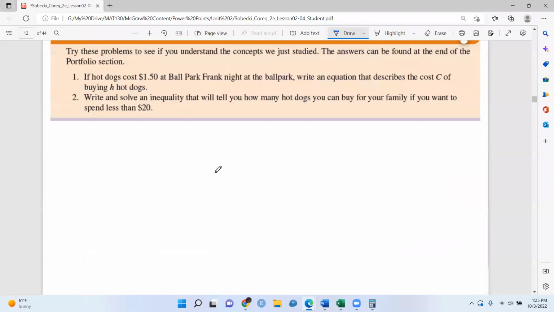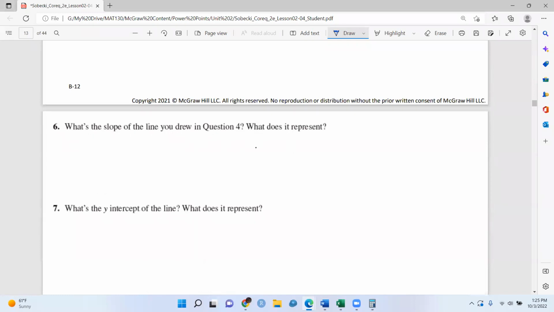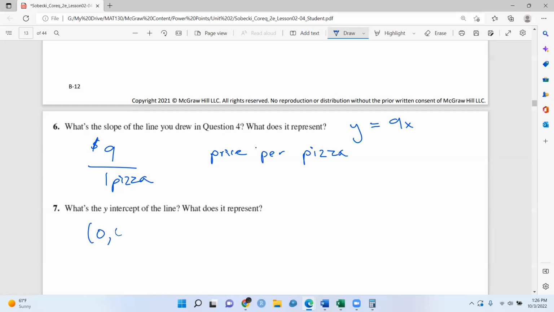This gets more interesting because when we talk about, hey, what is the slope of the line you drew and what does it represent? If I write this down, remember slope from 2-3, it was that rate of change. So our slope is the $9 per one pizza. And it's the price per pizza, right? And then the y-intercept, that's that 0 value. In our case, it's 0, 0, and it's the cost of buying 0 pizzas. That should make sense, right? If we buy 0 pizzas, we have 0 cost.